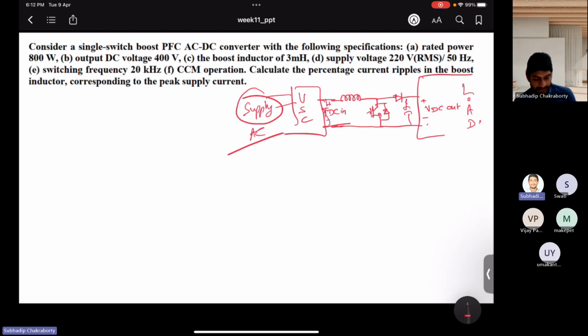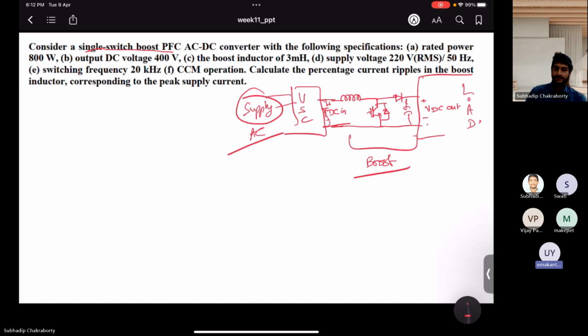Now what is the problem telling? Single switch boost PFC. Can anyone tell me what a single switch boost PFC is? This part is the boost. I discussed it some slides before. Unidirectional, correct. What you meant is that there is one switch and one diode, and with one diode you cannot have bidirectional, right? It is written in a different language, so don't be confused. Just understand in the exam that single switch means it is unidirectional only.